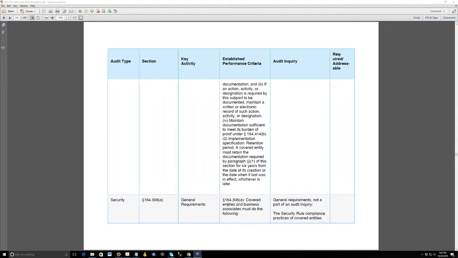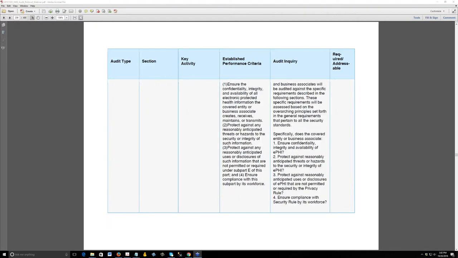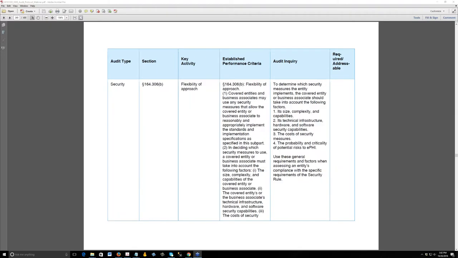This is the one where the flexibility principle is at play. You can do what's reasonable and appropriate for an organization of your size, complexity, and resources. See the flexibility approach? That's built into the security rule. To determine which security measures the entity implements, the covered entity or business associate should take into account the following factors: its size, complexity, and technical infrastructure.